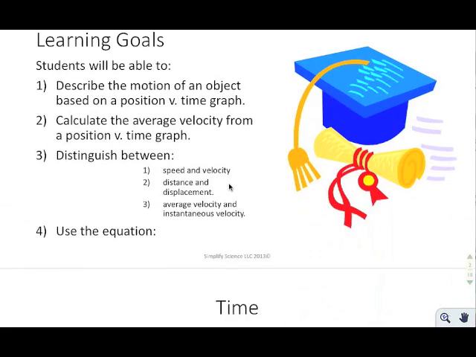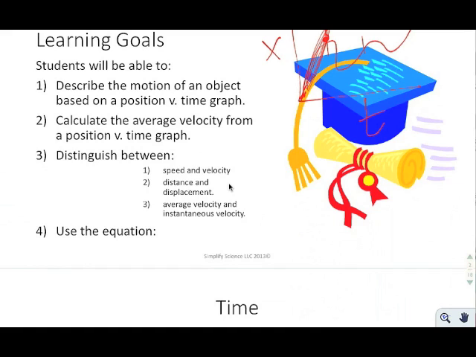So the learning goal, students will be able to, one, describe the motion of an object based on a position versus time graph. So you're going to have a graph that looks something like this, where you've got position and time, and you want to be able to describe the motion of the object based on what you see on the graph. You need to be able to calculate the average velocity from this graph. So you need to be able to say, okay, I've got this and this, how fast was it going here?